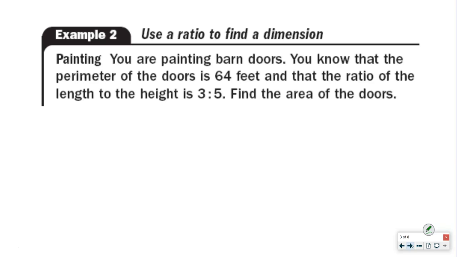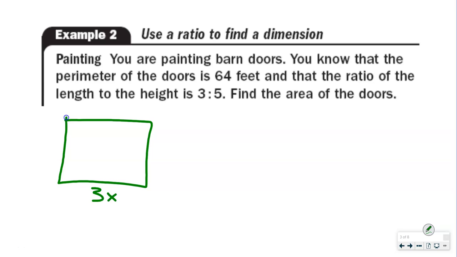Remember, area is length times width, or length times height. So let's get a visual. We've got our barn doors. We know we have a length of 3x and a height of 5x.